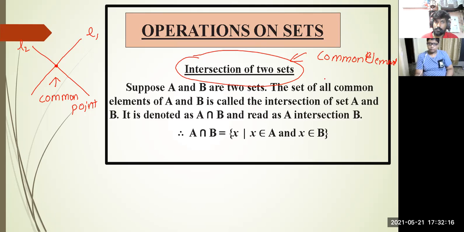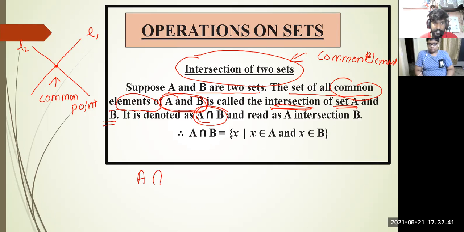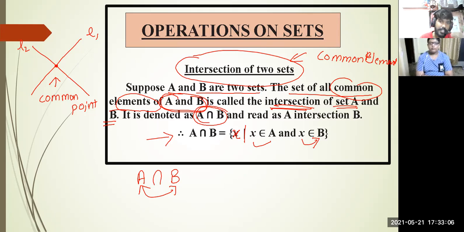So suppose A and B are two sets. The set of all common elements of A and B is called the intersection of set A and set B. It is denoted by A intersection B. In set builder form, it is written as the set of all x such that x belongs to A and x belongs to B. That means the elements which are in both A and B. It is denoted by this symbol, and this is called A intersection B.